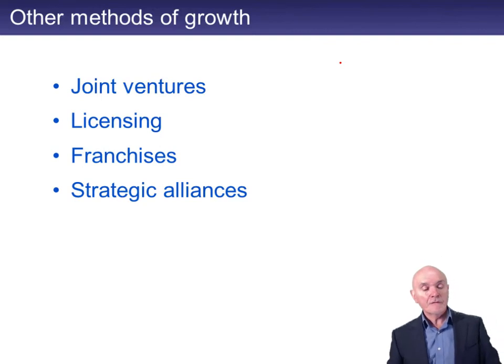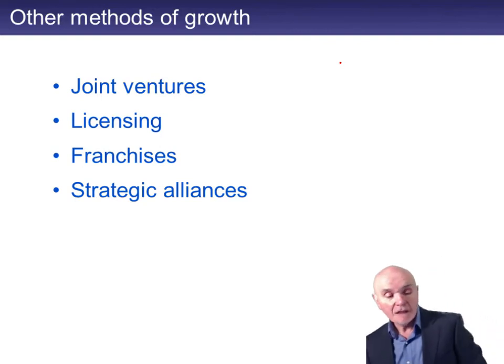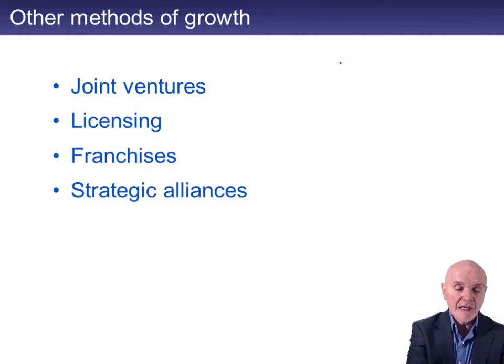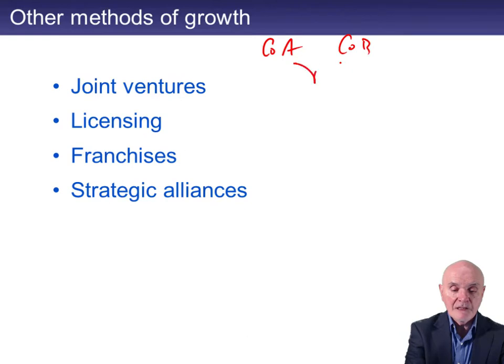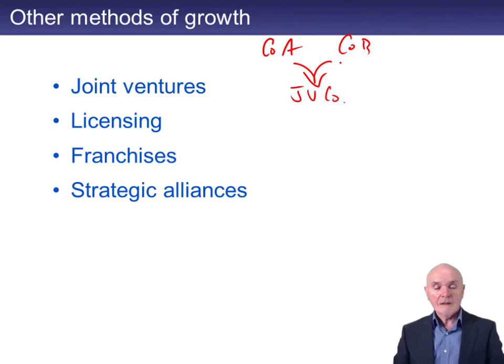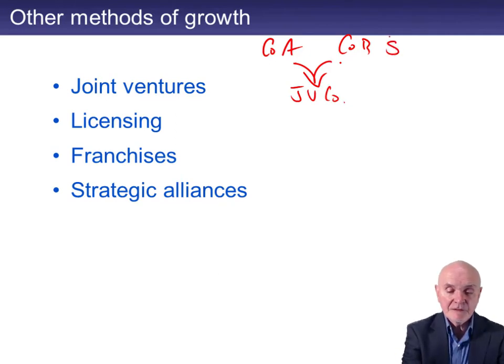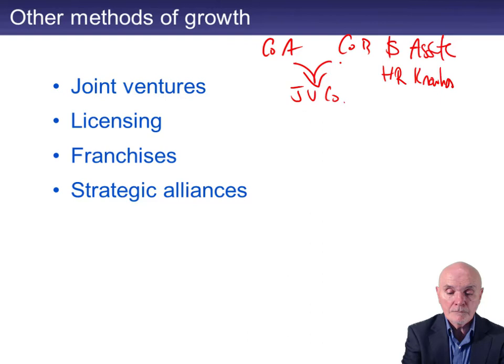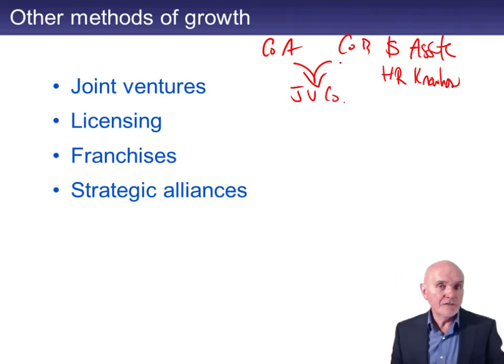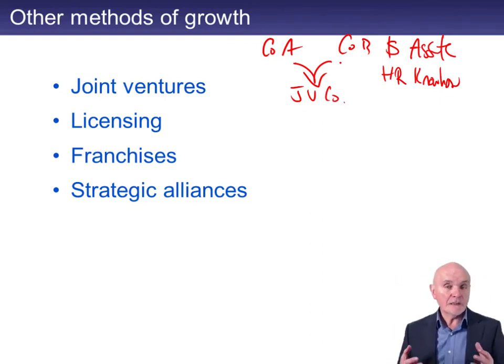Other methods of growth. First of all, joint ventures. Joint venture happens where you have company A, company B, and what they do is they produce a joint venture company. And what they do is they put into this some capital. They may transfer assets. They may transfer human resources. They may also transfer know-how. Joint ventures are very popular for large, complex projects.